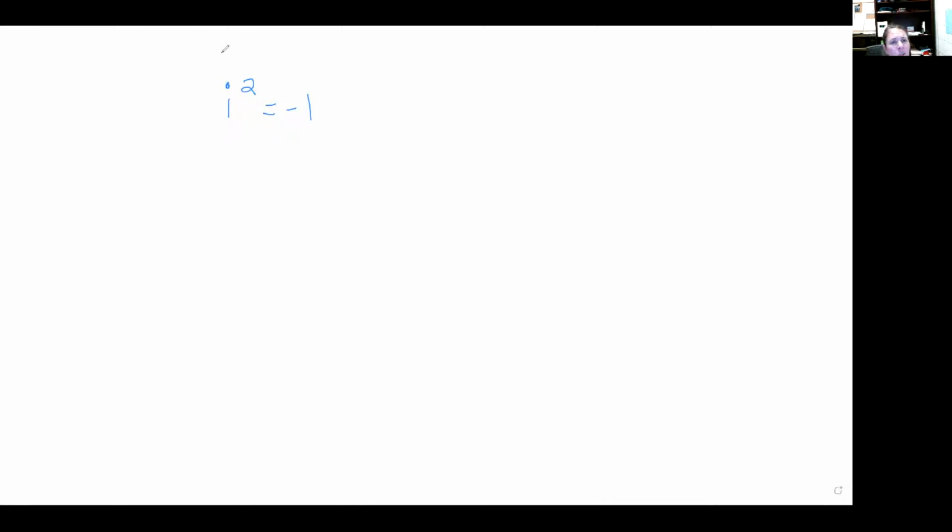If I wanted to find what i would be equal to, well, how do we get rid of a square? We would take the square root of this. So i is equal to the square root of -1, okay?